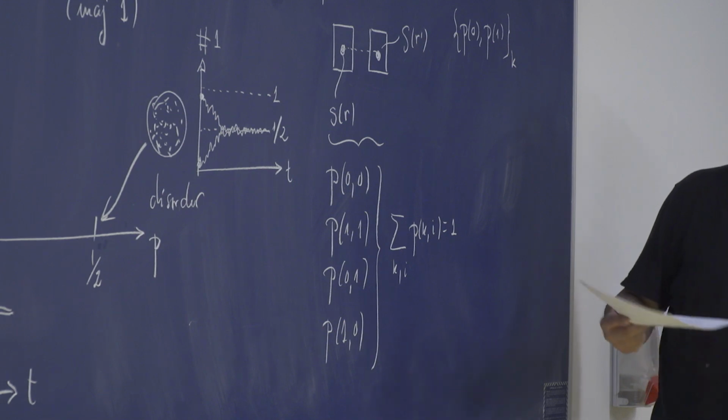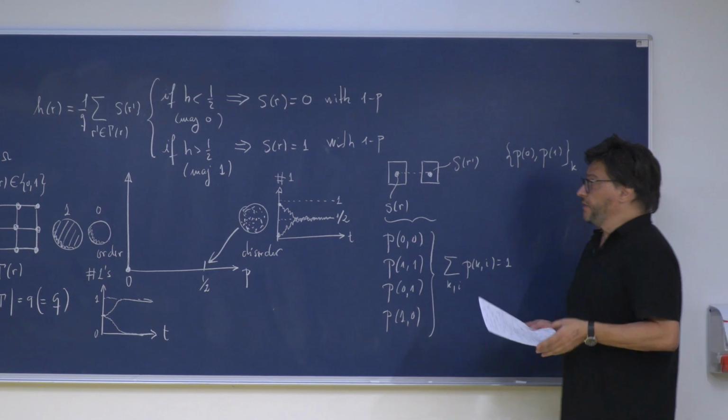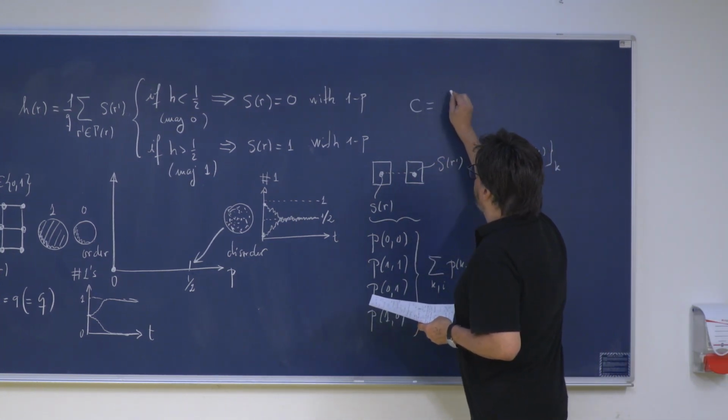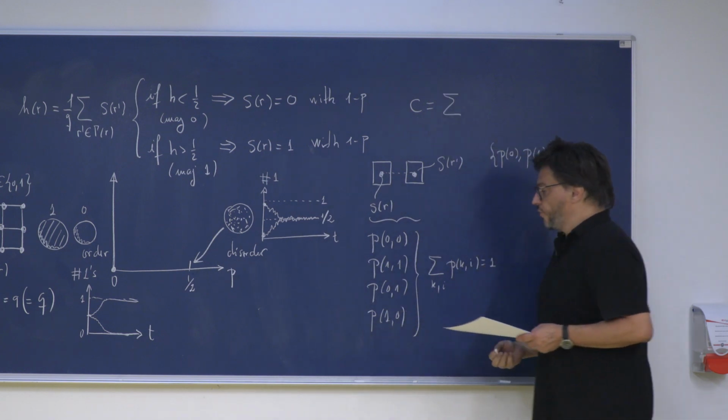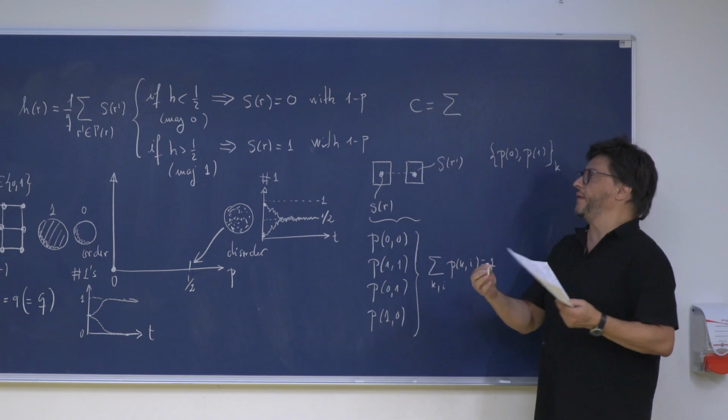Good. Now, what is the measure of complexity that I can define? It's very simple. My measure of complexity is going to be this. I'll take for every pair of states, and it's going to be averaged all over the lattice.